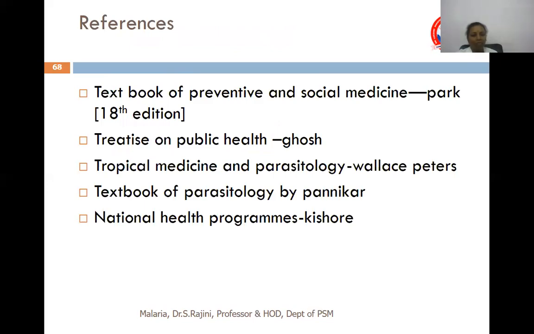These are the references. Okay. So now this is the end of the class. You can go through the book after the class so that you will be able to understand.